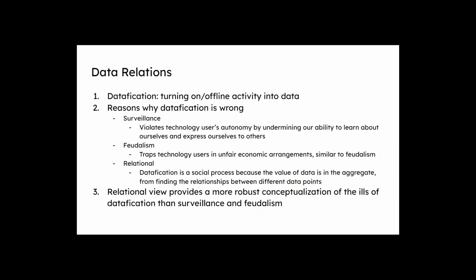And then lastly, the relational view provides a more robust conceptualization of the ills of deprecation, surveillance, and feudalism. That was Salome's core argument. So deprecation is wrong, but the relational view is a more robust conceptualization. This allows us to see what really makes deprecation wrong, given that the value of that only really arises in the aggregate, while the feudalist and surveillance conceptualizations look more at the individual, while the relational view looks more at it as a social process.